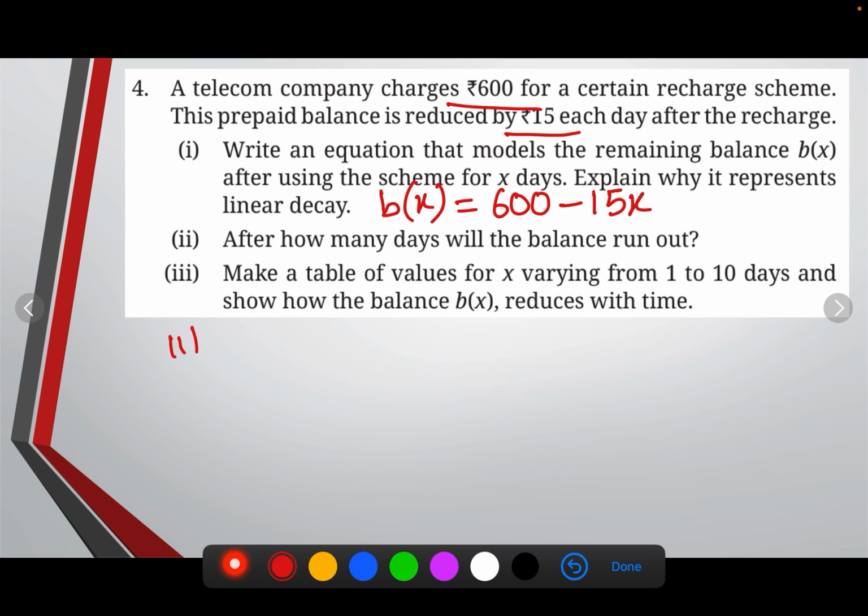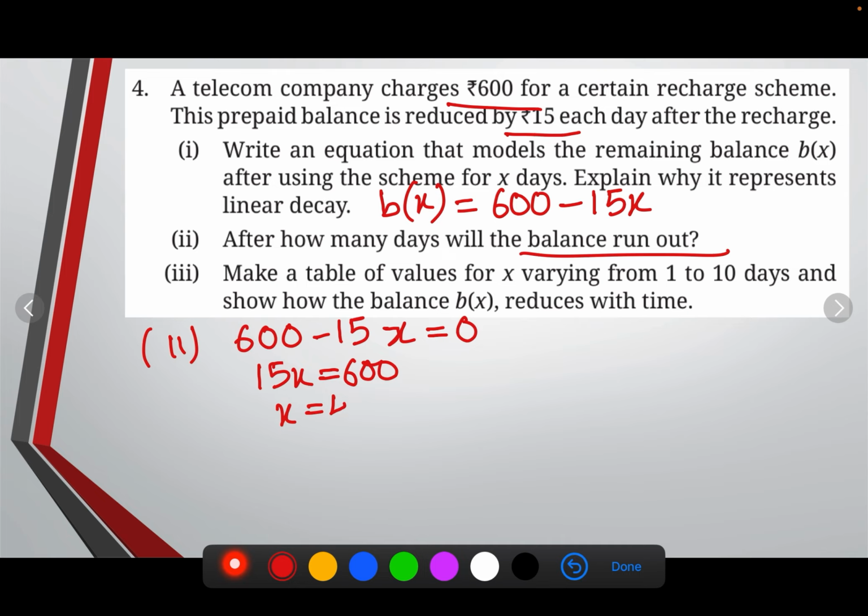How many days will the balance run out? So here balance run out means it will be 0. So what I'll do is I'll write this is equal to 0. So 15x is equal to 600. x is equal to, so how many days? After 40 days the balance turns out to be 0.